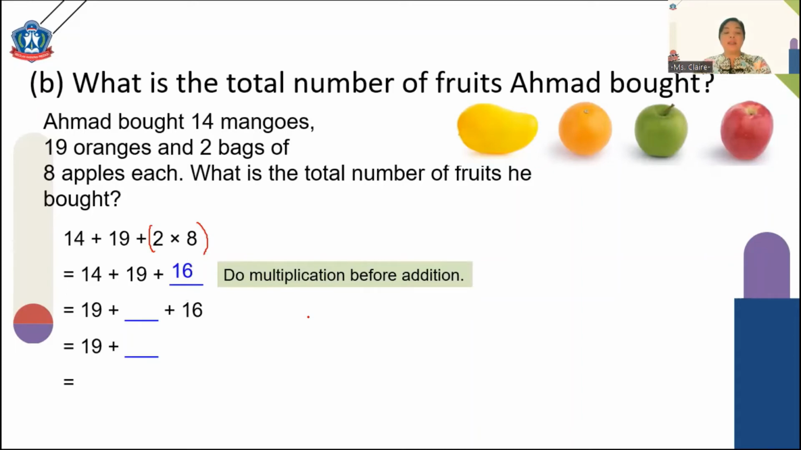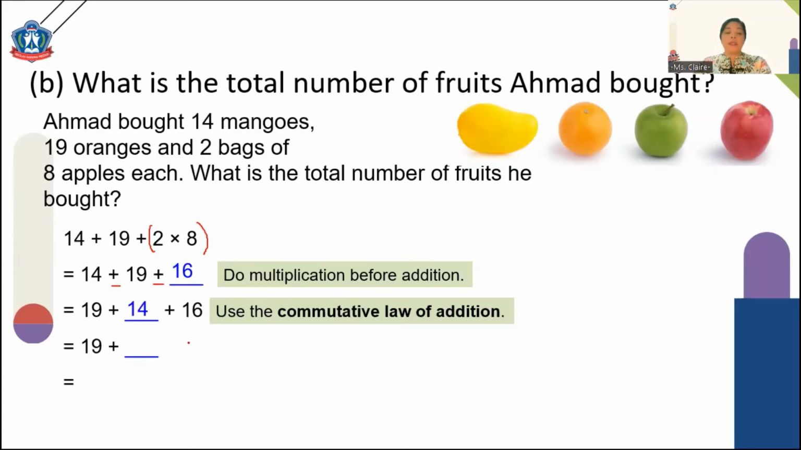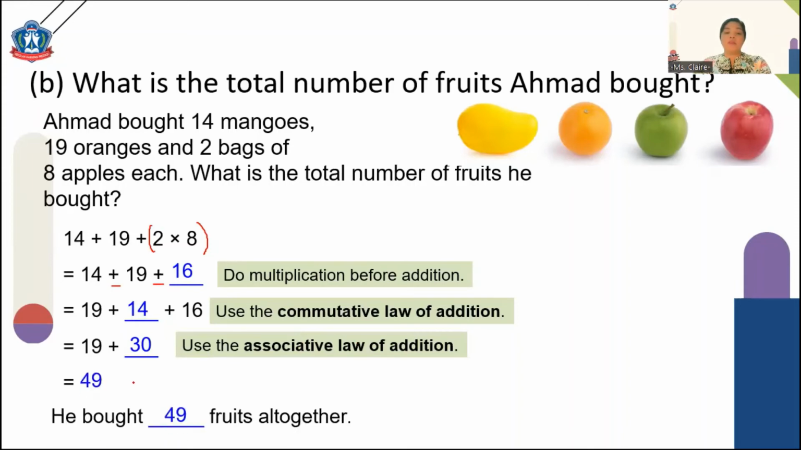After that, we can add them all, or you can use the commutative law of addition. Because this is all addition, you can add any number in any order and the answer is still the same. So 19 plus 14 or 14 plus 16 first, no problem. Let's say 14 plus 16 because it gives us a whole ten, that is equal to 30. So we have another here, the associative law. So 19 plus 30 is 49. So he bought 49 fruits altogether.